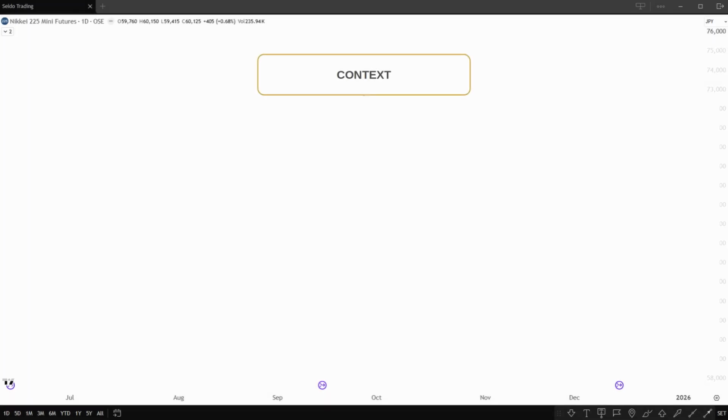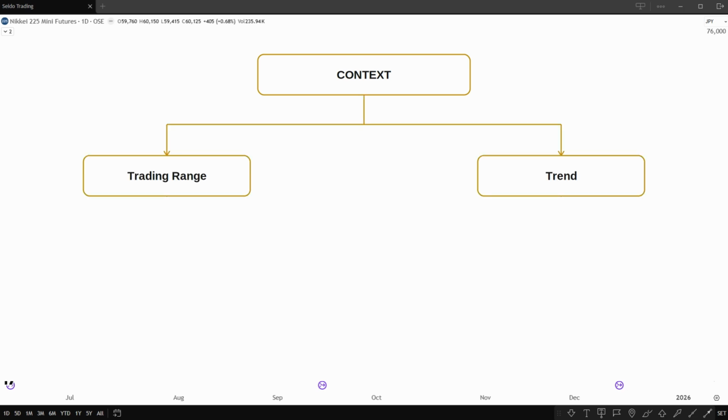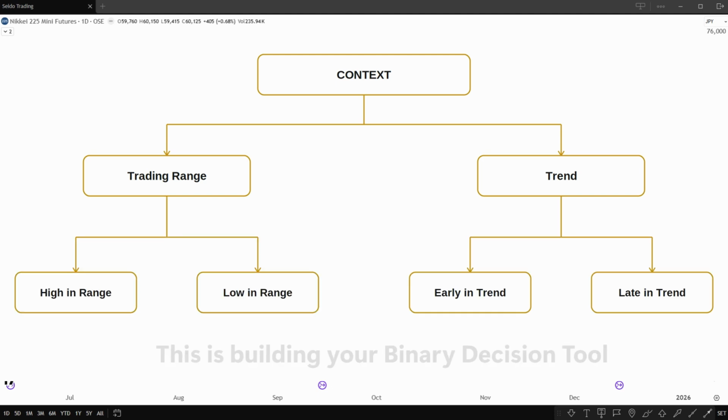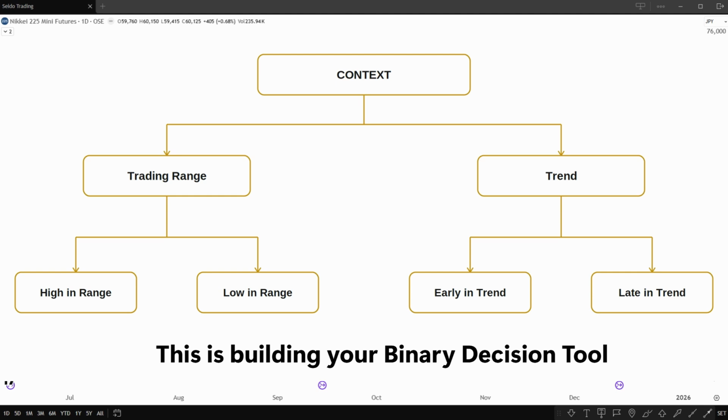Every time you look for context, ask yourself the following questions. Is there a trend or a trading range? Where are you within it? Are you early in a trend or are you late in a trend? Are you high or low in a trading range? What are the candles telling you at the level right now? Is the momentum strong or is it weak?